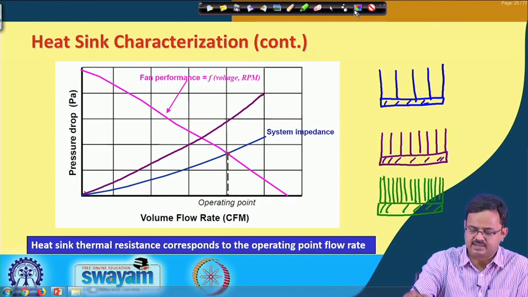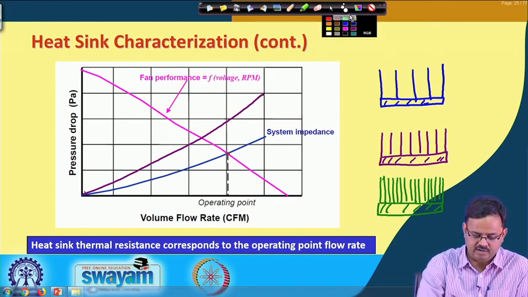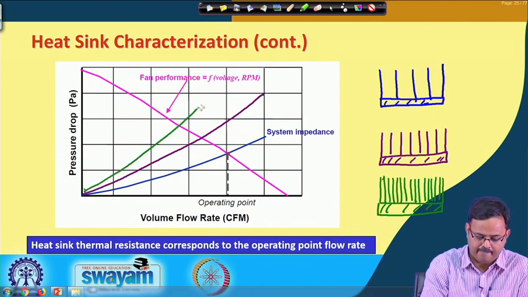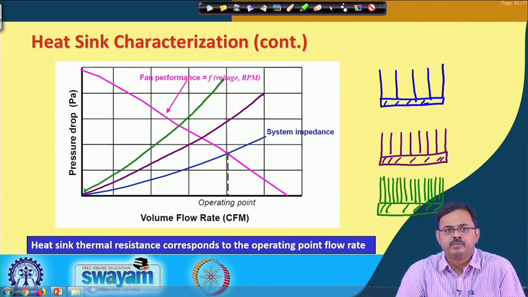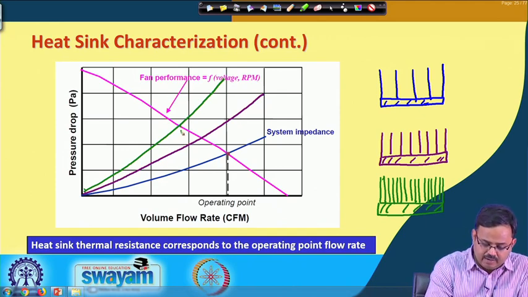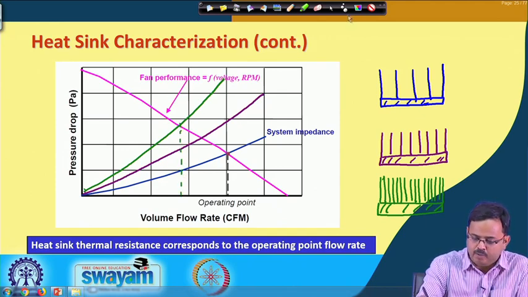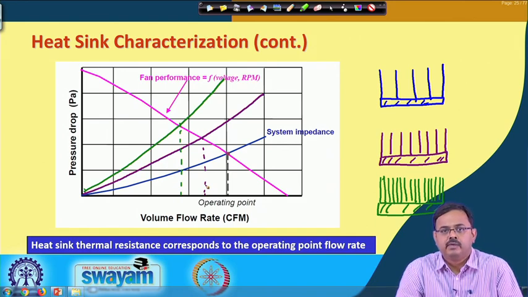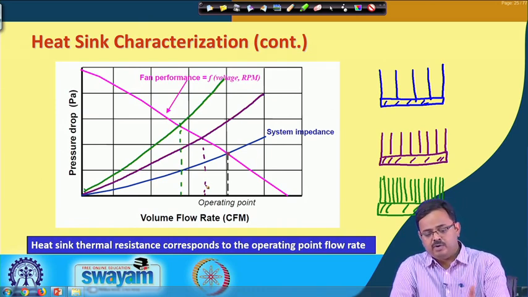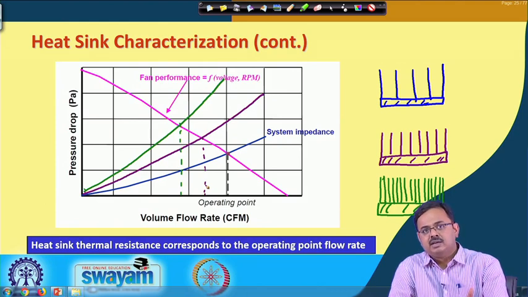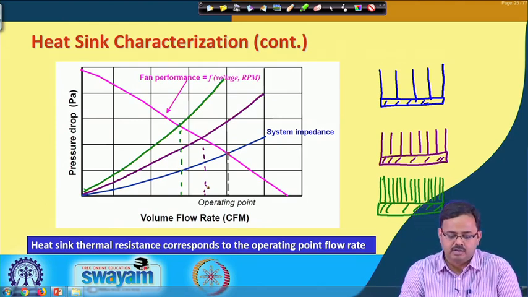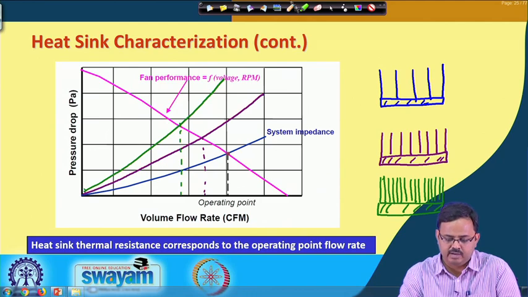It is going to look something like this, and for the green one, something like this. So, see what is happening? My operating point is shifting to the left. So, therefore, I need to be careful, because the operating point of the denser fin heat sink corresponds to a lower flow rate.